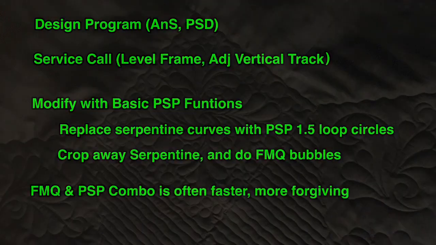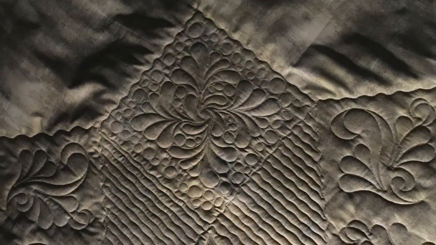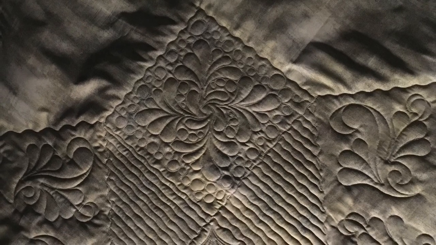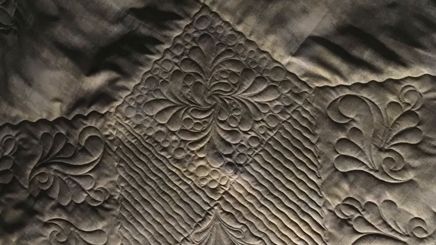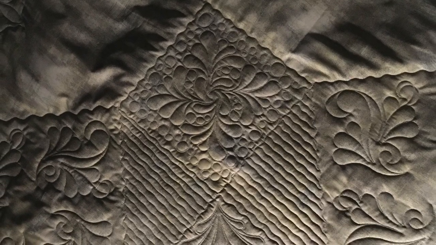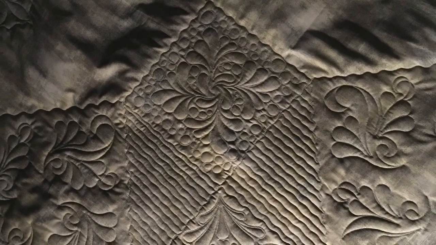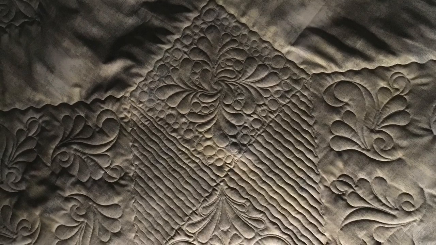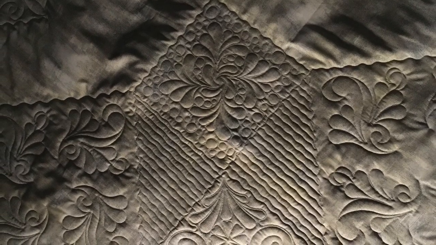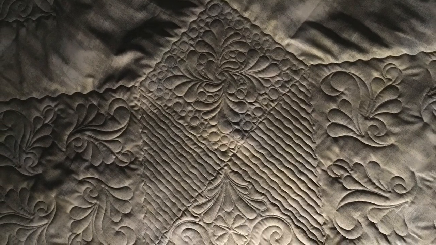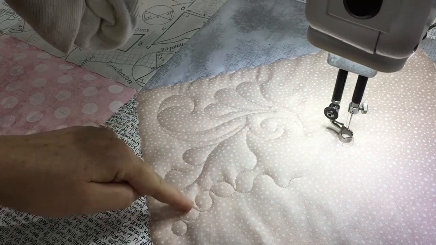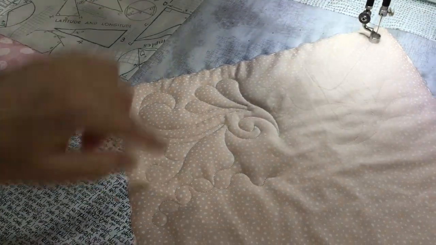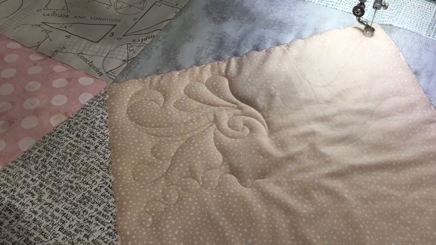I oftentimes find that the free motion and ProStitcher combos are the quickest, the easiest, and the most forgiving for lots of reasons, at least for me. If you don't want to do any free motion, you could still crop away those portions and then reposition and squish them together so that there's no extra space there. That would work too. I knew that this part was going to stitch out beautifully, but once I started getting to the bubbles, they weren't stitching out, so I just stopped.